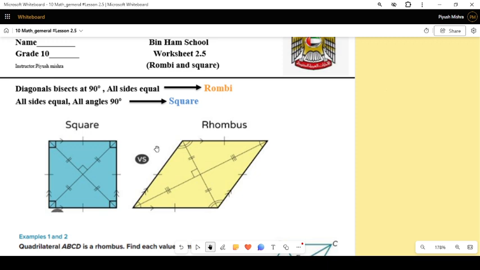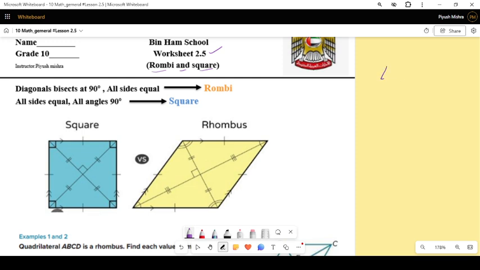So today we are going to learn lesson number 2.5 and the topic name is Rhombi and Square. Rhombi is also known as rhombus. This is the short form. So before starting this one, let's recap whatever we have learned.